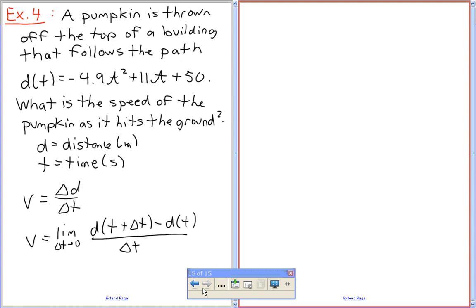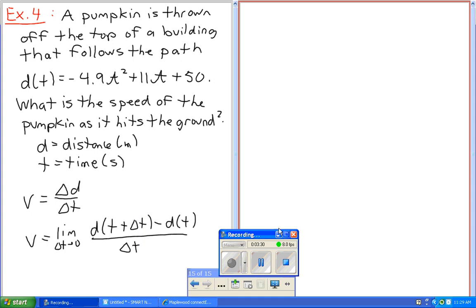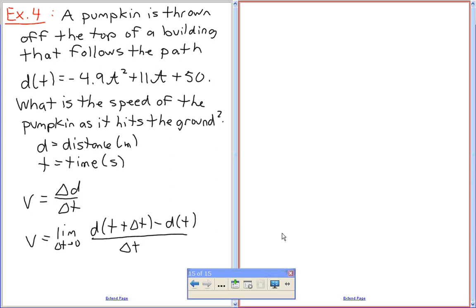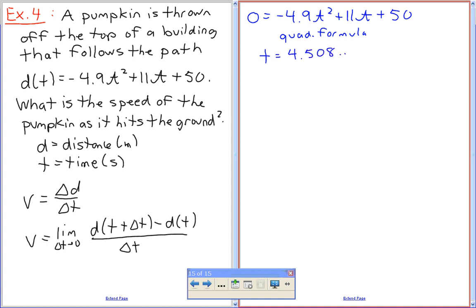All right, take a second right now and do this question. Why do I need the time? I need to find the speed at a certain time. So I'm going to solve 0 equals negative 4.9 t squared plus 11t plus 50. I'm going to write on the board the quadratic formula. t equals 4.508.